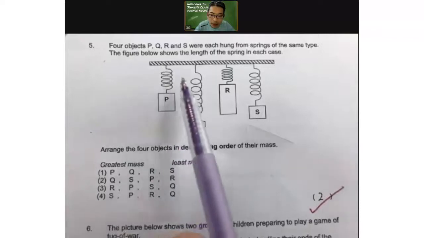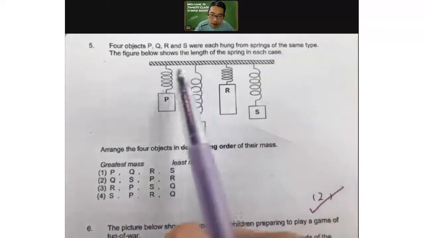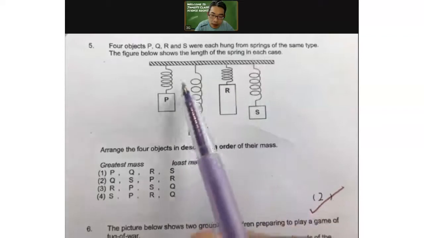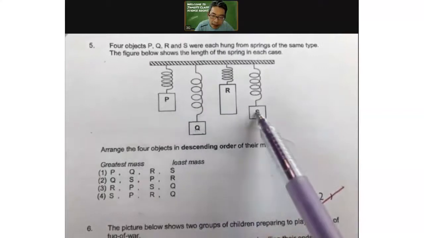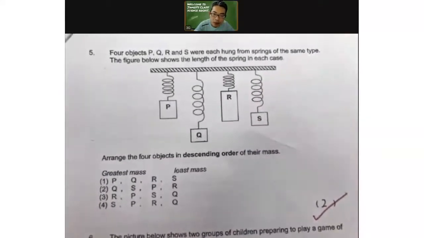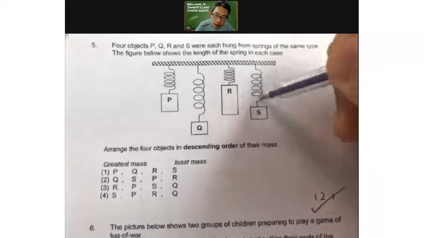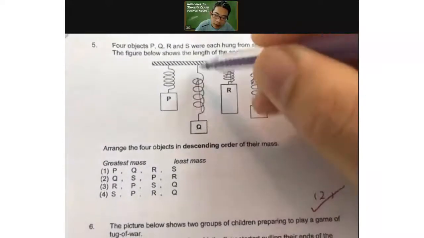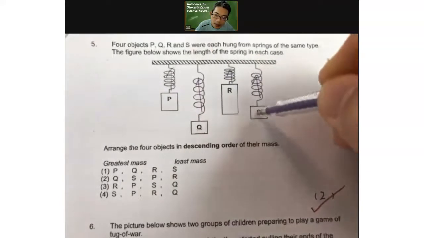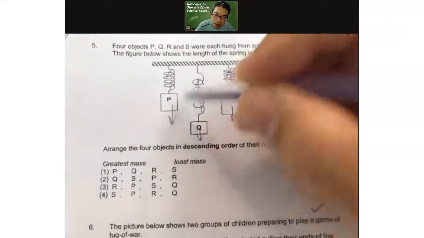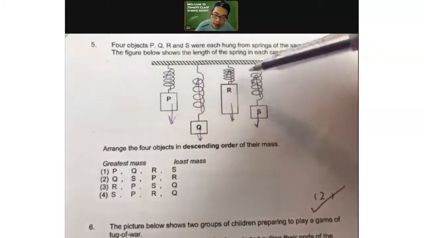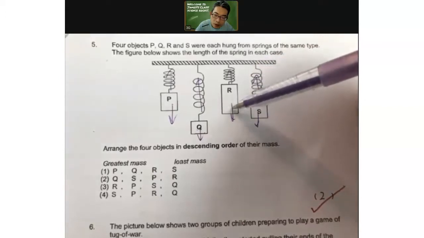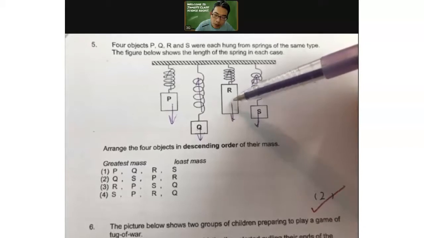So 4 objects P, Q, R, and S were hung from springs of the same type. The figure shows the length of the spring in each case. So there are actually 2 forces acting on the spring when there is a mass at the end. One force will be the elastic spring force that is pulling it upwards like this. And the other force will be the gravitational force that's pulling it down. Now, if the mass is greater, then there will be more gravitational force acting on the object, and therefore it will be pulled down more.